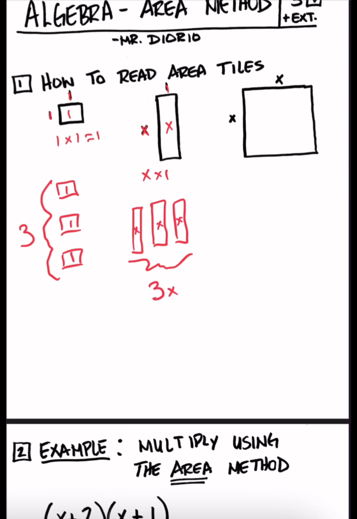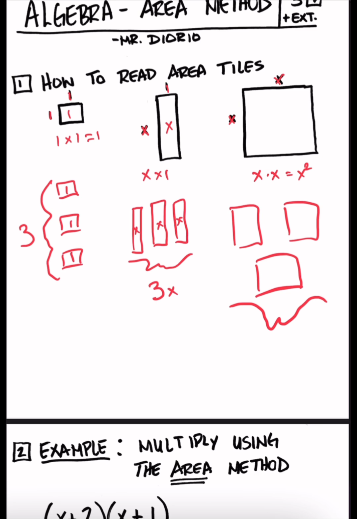Now over here, we have side lengths x and x. So if we multiply x and x, we're going to get x squared. And same just like this, if we see 3 big squares, that means we have 3x squared.